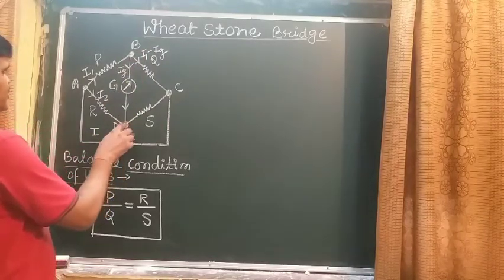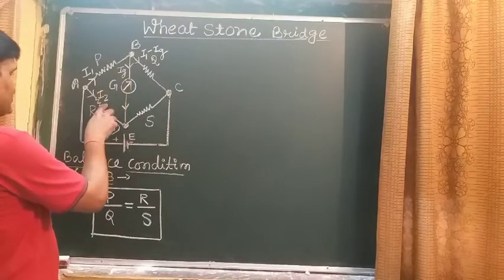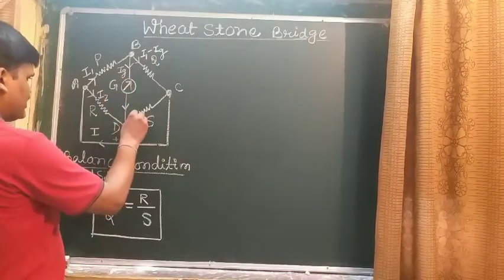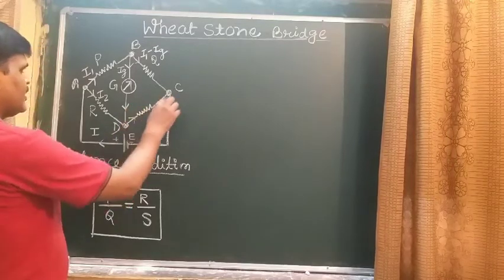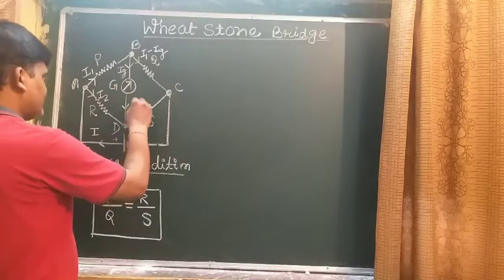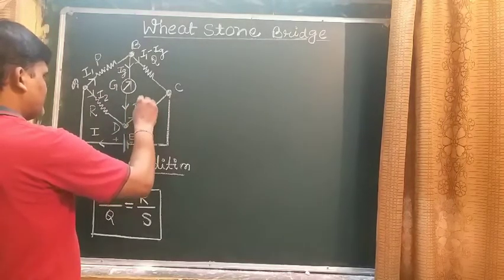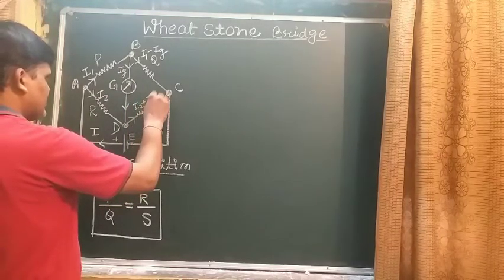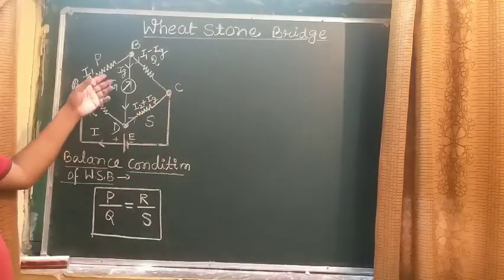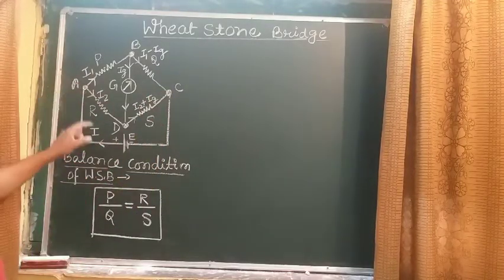Again the junction law takes place: Ig and I2 combine together, and the current flowing through the arm DC is I2 plus Ig. So this is the distribution of the current in the Wheatstone bridge circuit.